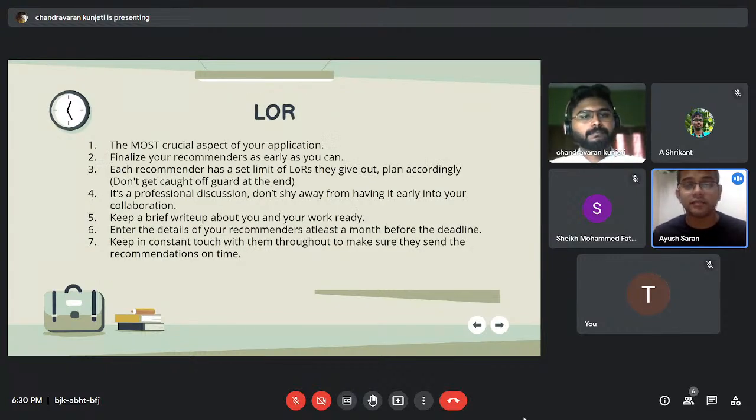I'll come to the last part of my talk. So the LOR is probably what I consider the most crucial aspect of my application. Not just because you have very little control over the entire thing, but also because it validates everything that you do. You can talk all the big talk that you're possibly talking in your SOP, but at the end of the day, if it's backed up by, say, a really reputed professor or someone external who's saying this guy's worth his salt, and he's actually done what he claims to do, that's pretty much a really big green flag in my opinion.